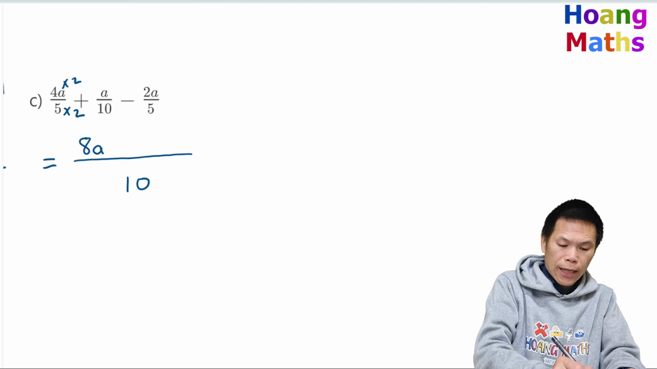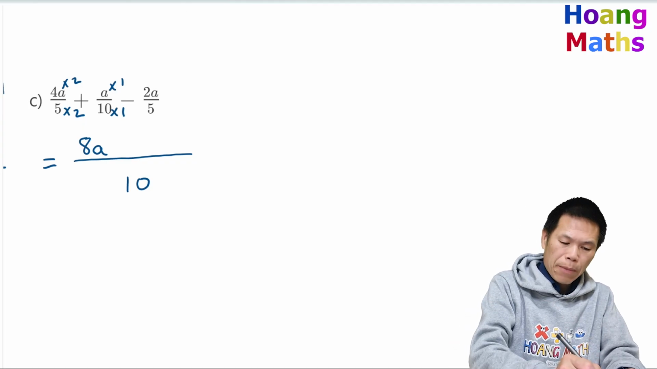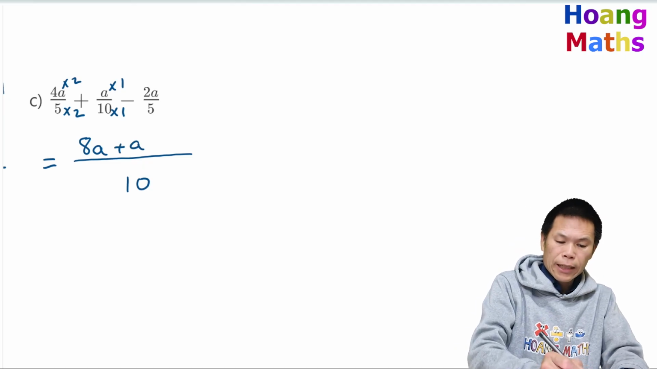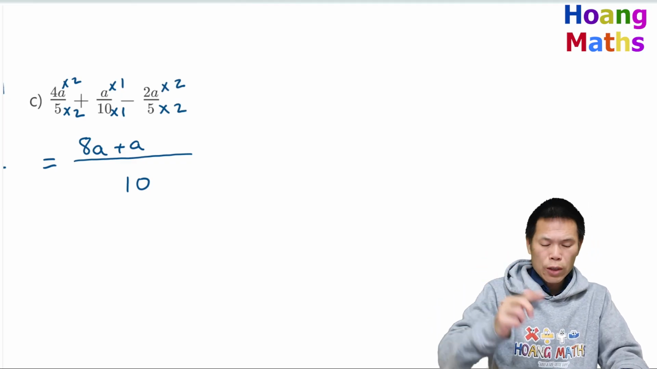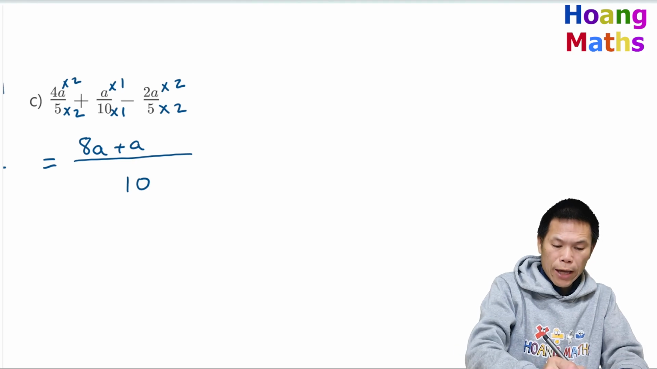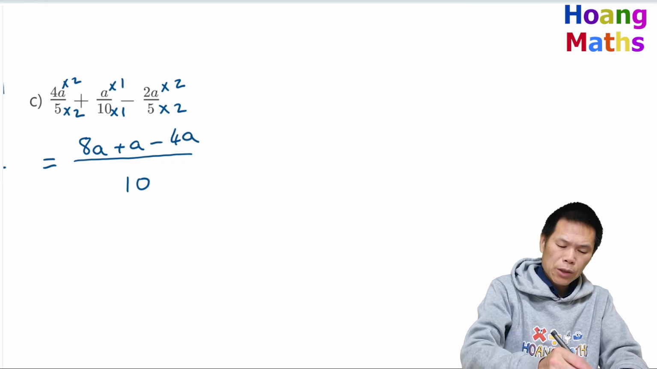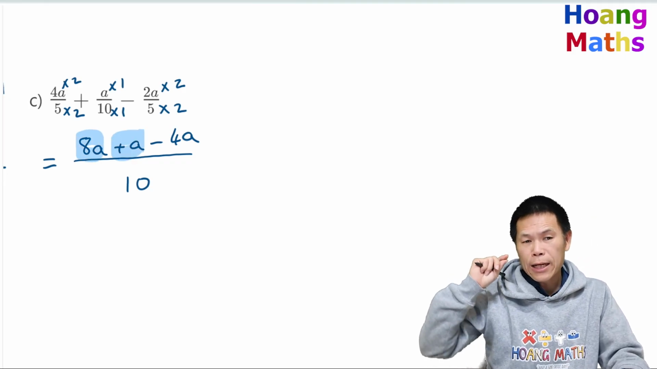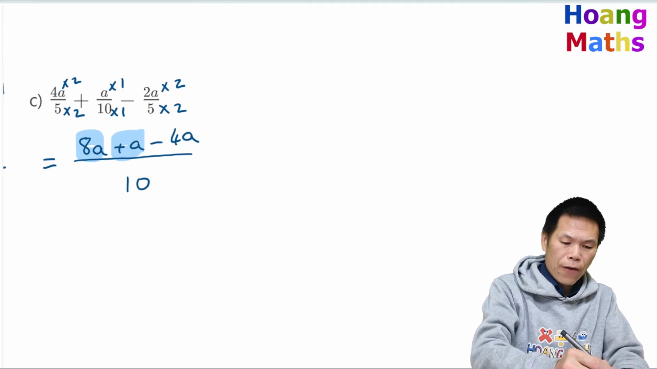So 8. From 10 to 10, I times by 1. So this I times by 1. So 1 times a is a. So we add a. So from 5 to 10, I times 2. So therefore, the top times 2 as well. So 2 times 2 gives me 4. So that is 4a. We minus 4a. So now I just collect like terms. So this 8, we add 1 a: 8a, add another a, gives me 9a. We minus 4a, gives me 5a.